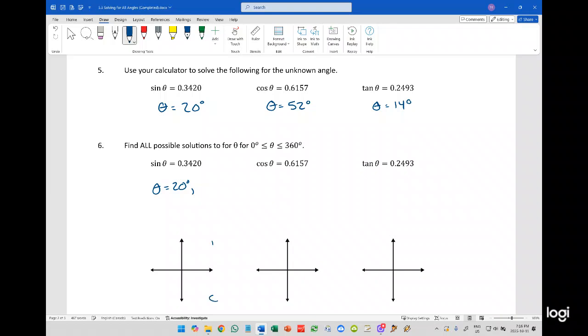Well, I start off by writing down CAST. And I know one of the angles is 20 degrees, right there. And I know that the other place where sine theta will be positive is in the second quadrant, which means it's going to be 20 degrees here.